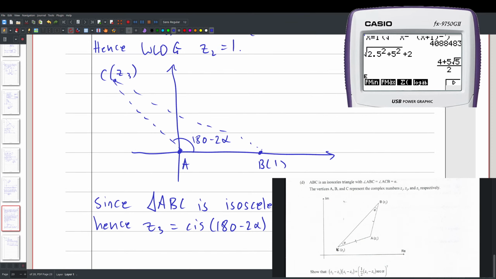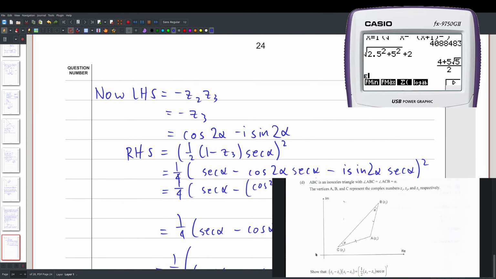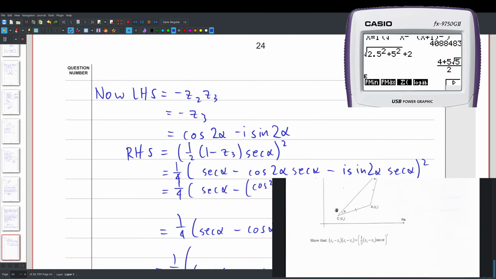Z3 should just be negative cos 2 alpha plus I sine 2 alpha. Yeah, so I've substituted in correctly, so everything should just work out. Oh, you hope so.